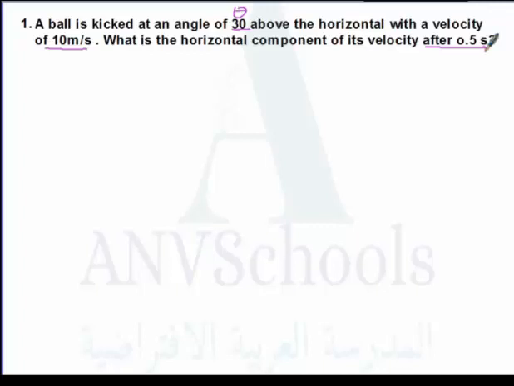after 0.5 seconds. But let's find the horizontal and vertical components, let's find two of them. The horizontal and vertical component of velocity after 0.5 seconds.